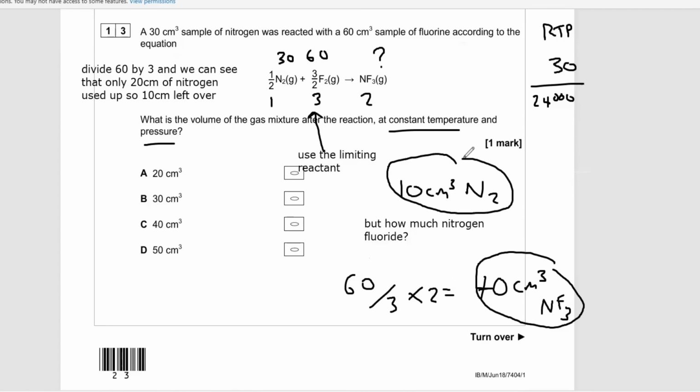Add that to the excess 10 centimeter cubed of nitrogen. What is the total? The total is 50 centimeters, my friend. And that is the correct answer. 13, the answer is D.